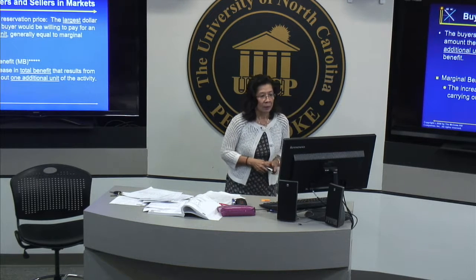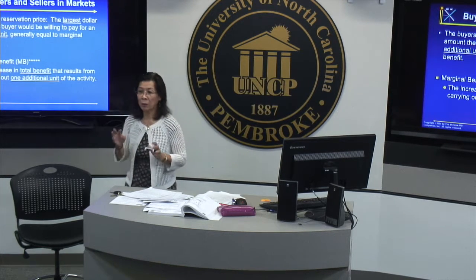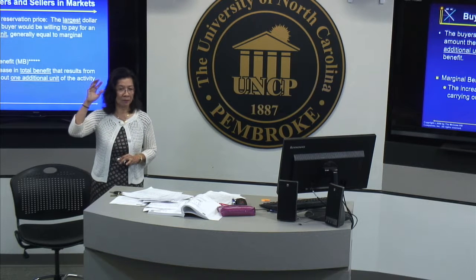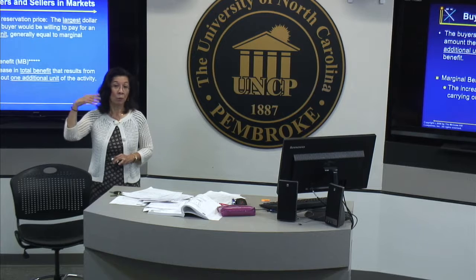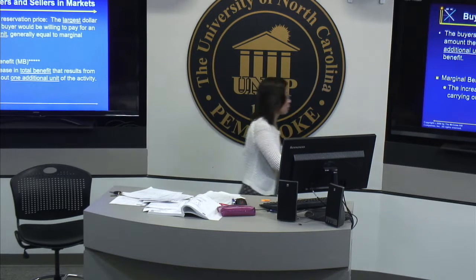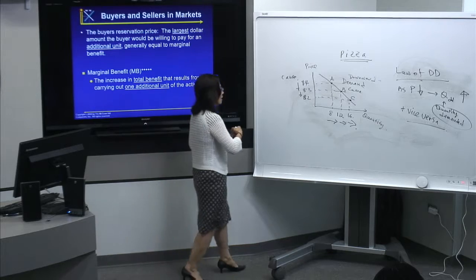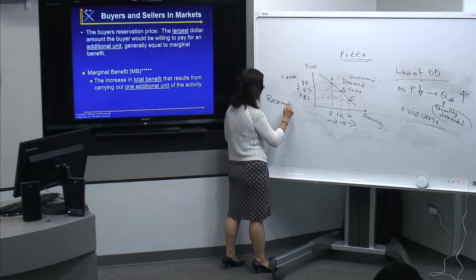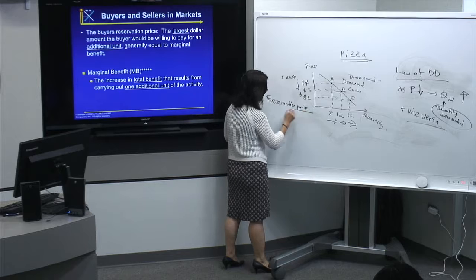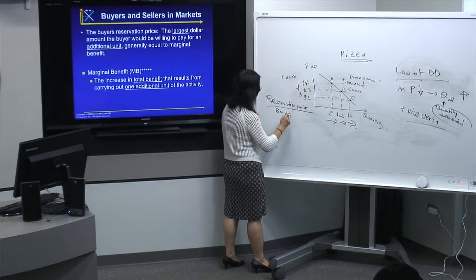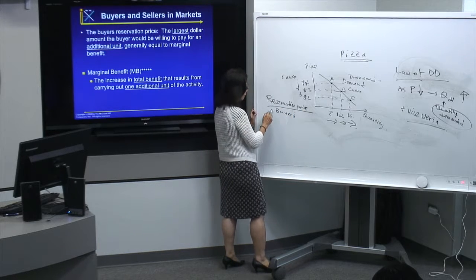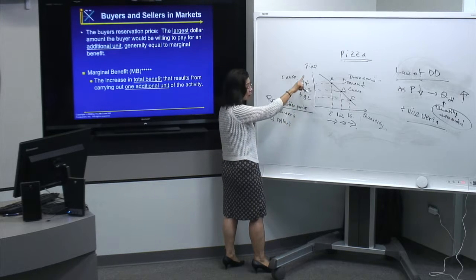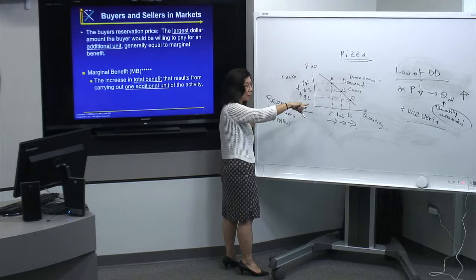Okay, now next we want to talk about this thing called reservation price. How many of you have heard about that term for the first time? Oh, most of you have heard about it, okay. Let me see if I could ask some questions there. So reservation price, there are two types of reservation price. One is a buyer's reservation price, the other one is a seller's. At this point, we're only talking about the buyer side.